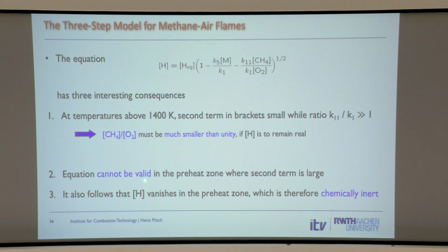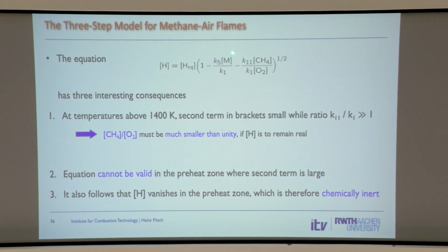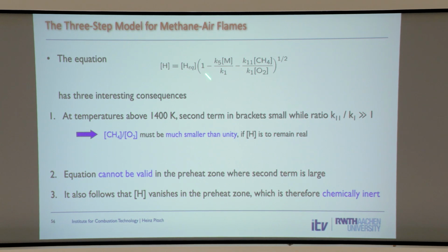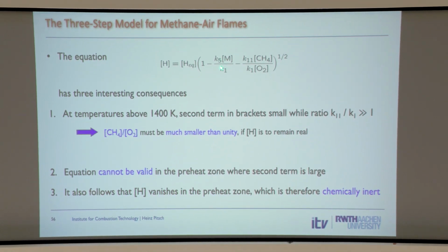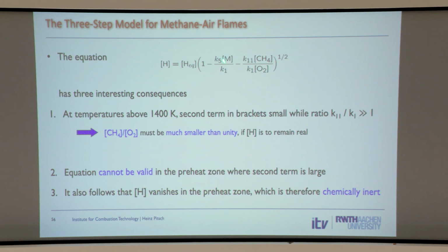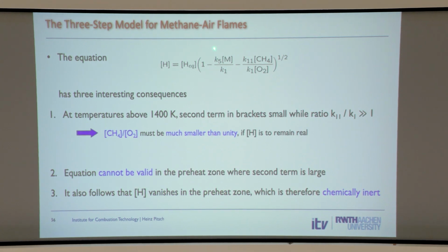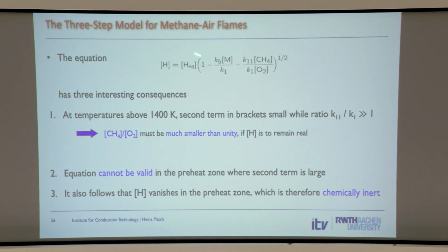And then 2, the equation cannot be valid in the preheat region, because in the preheat region, the temperature is below the inner layer temperature. And we know, that's how we define the inner layer temperature, that this ratio is then larger than 1. I mean, then k5 times M becomes larger than k1. And so that wouldn't work.